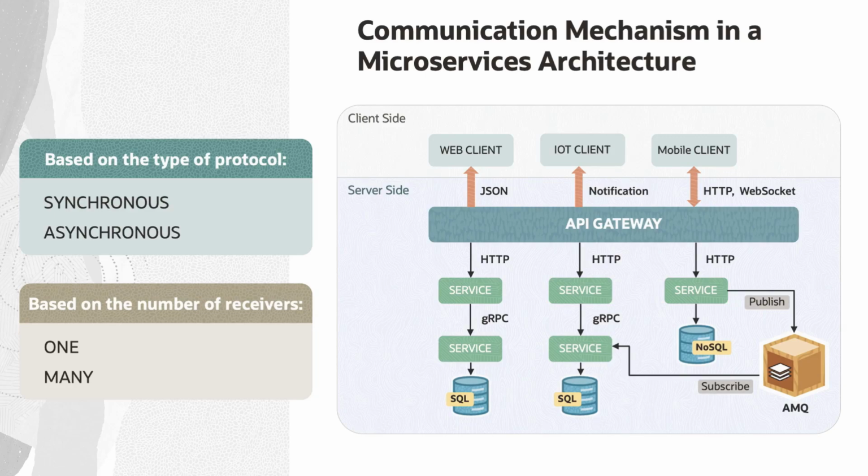Normally, microservices-based applications use systems that combine different communication styles. The most common type is single receiver communication via an asynchronous protocol, with HTTP and HTTPS being some of the most used.